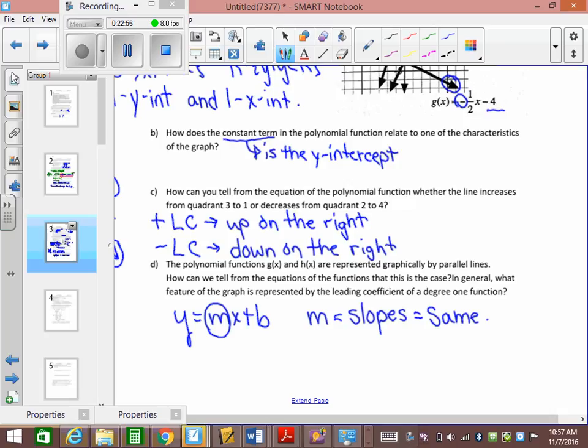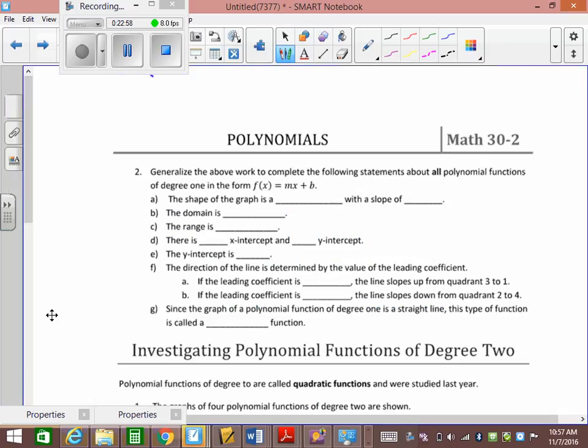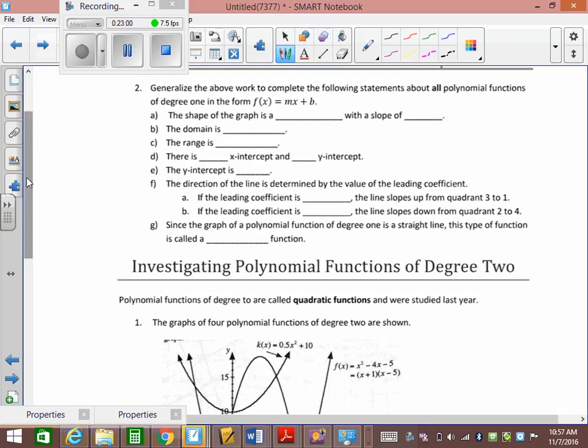So we're going to do a summary of linear functions. Remember, this should all be a review to you because this is all from grade 10. It's a review from a long time ago, so your brain probably doesn't remember it. But generalize the above work to complete the following. So you're going to tell me the shape of polynomial functions of degree 1 in the form f of x equals mx plus b. The shape of the graph is a what?